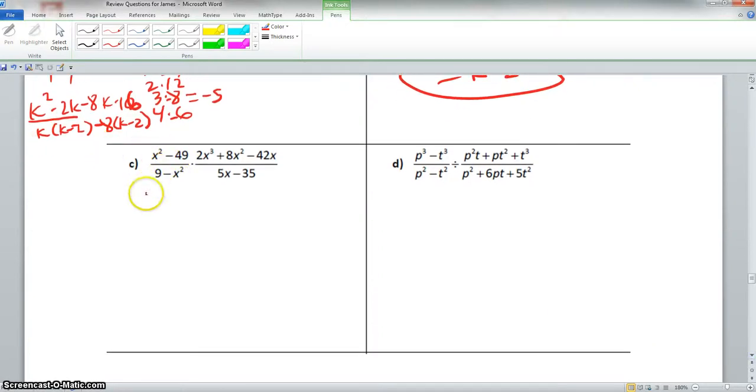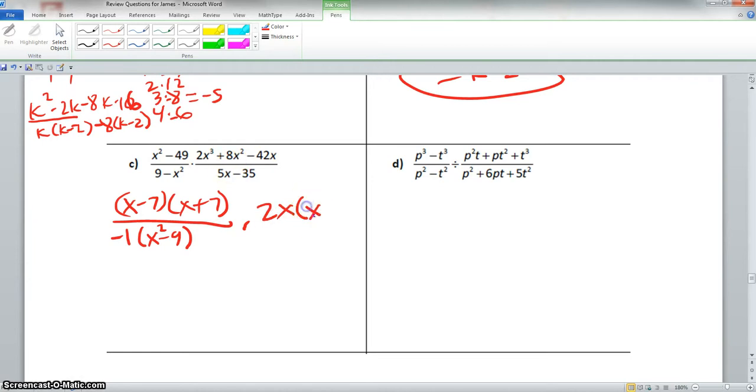Now with C here, we have the difference of two squares in our numerator, which gives us x minus 7, x plus 7. Now in the denominator, we could factor out a negative 1, and that would leave us x minus x squared minus 9. Now, multiply by, with this first expression here, we could factor out a 2x, and we'll be left with x squared plus 4x minus 21. And this will be all over. We could factor out 5, and we have x minus 7.